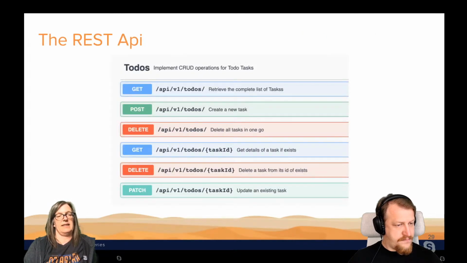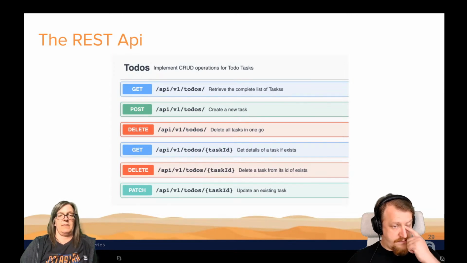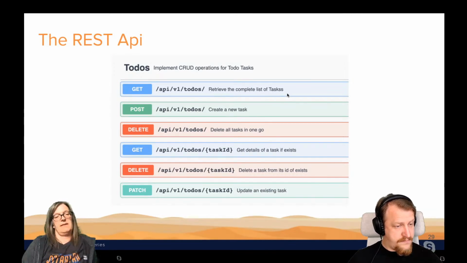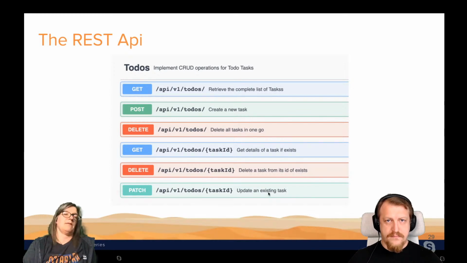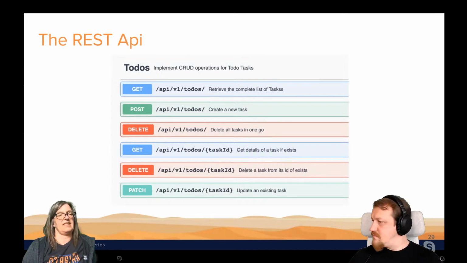And this is basically the API we're settling on. Get the complete list, create a new one, delete all of them, get the details of one specific task. So we have a task ID in order to keep them separate. Then delete a specific task by its ID, and then update an existing task, for example, when you want to mark it as complete. So this is the REST API that we want to build, and this is basically our design here.